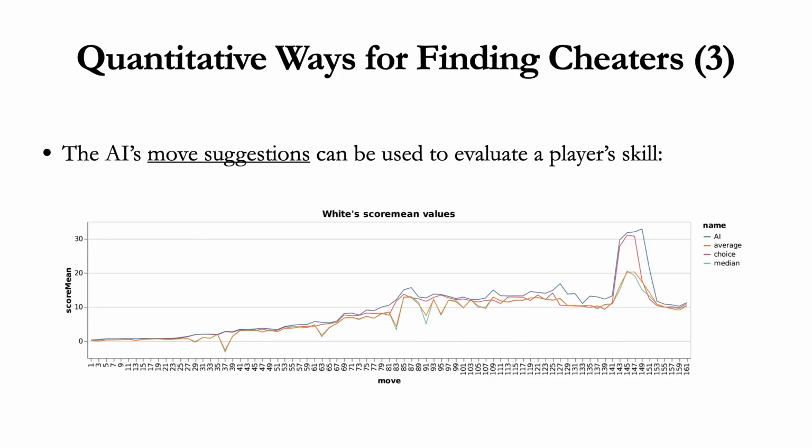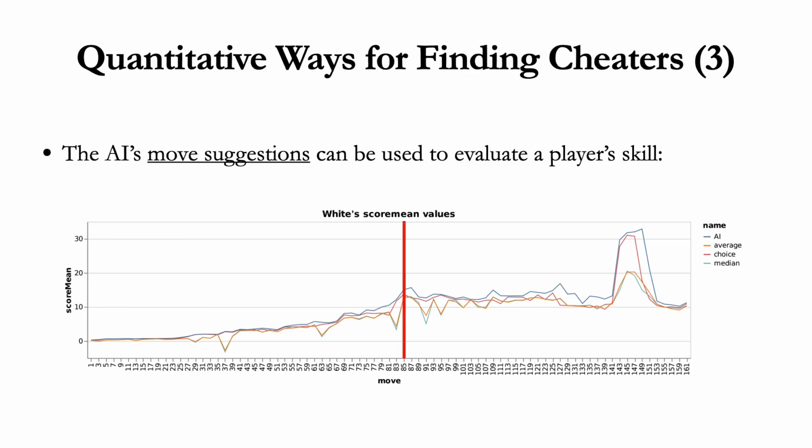This graph shows how a player's moves during a game compared to the AI's. The blue line shows the AI's best move option, and the orange and green lines show the AI's average and median choices. The red line shows the player's chosen move. The closer that the red line is to the blue line, the better the player played, and the more likely that they used an AI.